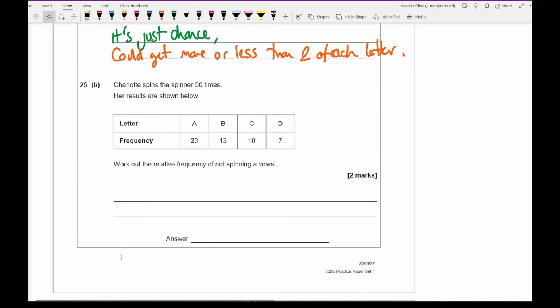It then says that Charlotte spins the spinner 50 times. Here are the results. Work out the relative frequency of not spinning a vowel. Well, not spinning a vowel, well, B is not a vowel, C is not a vowel, and D is not a vowel. So if I do 13 plus 10 plus 7, which gives me a total of 30, and there are 50 altogether, so it's going to be 30 over 50, which is 3 over 5.